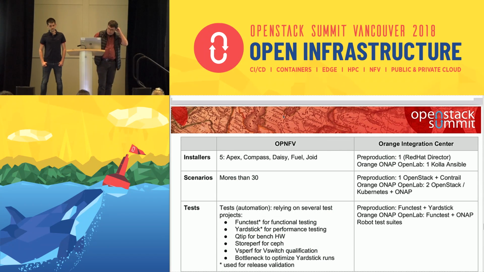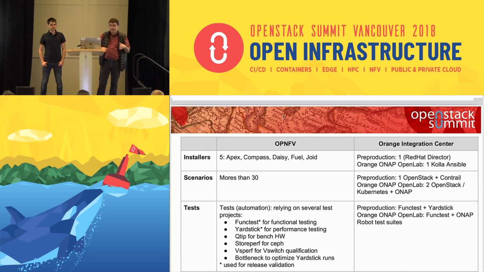So if I just make a comparison, in OPNFV we have 5 installers, 6 if we consider XCI. There's some debate about that, but there are lots of different installer ways to deploy the infrastructure. We have only one way. In our Orange Lab, we use Kolla. In our pre-production, it's based on Director because we have some partnership with Red Hat.